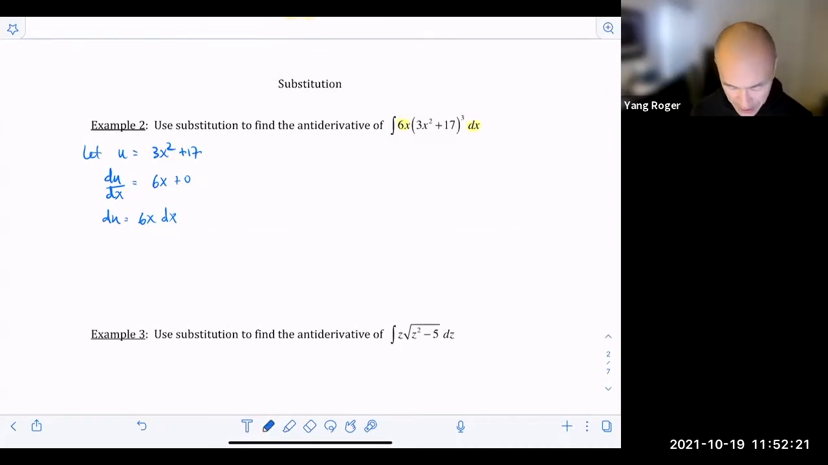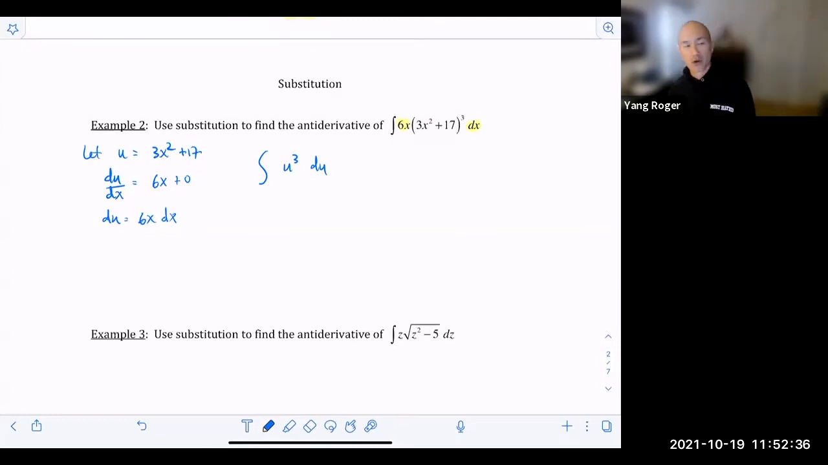So now I'm going to make my substitution. It's going to be u cubed, and then I replace the 6x dx with a du. Are there any questions up to this point? Because if you can get this far, it's easy to do the rest of the problem. But if you don't see why the 6x dx gets replaced with the du, it's a lot harder, I guess. No questions?